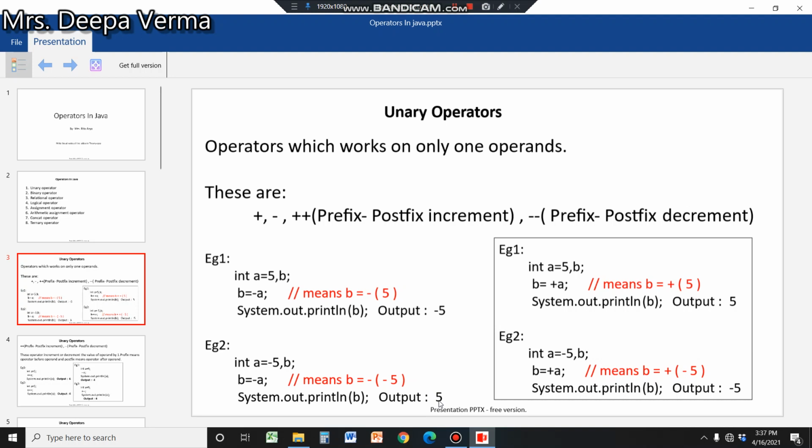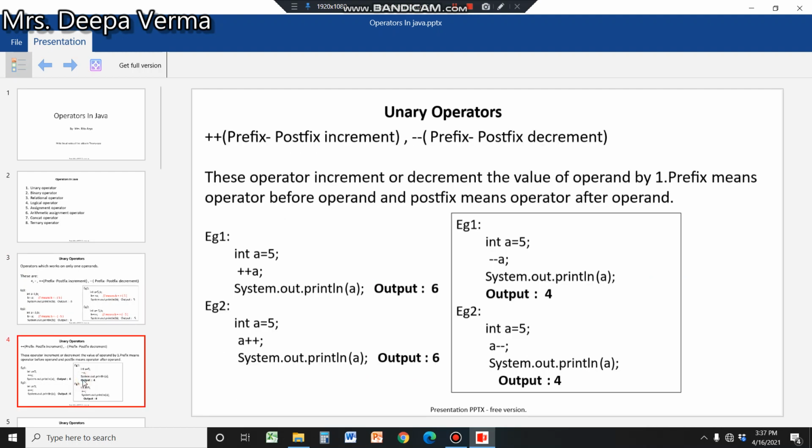But you see in this box, in the example, if we use a is equal to minus 5 and we are storing plus a, then plus and minus, in this case minus 5 will be printed. This is all about unary operator, how we can use this operator in our program.